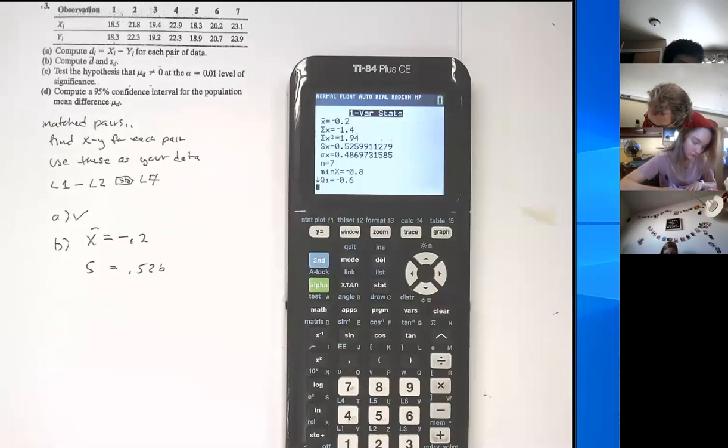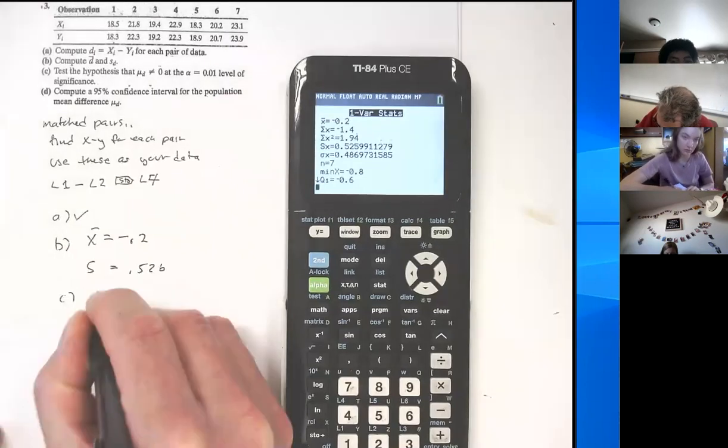And as for the test of the hypothesis, do you think the long-term mean is different from 0? So for C, you would go H0.